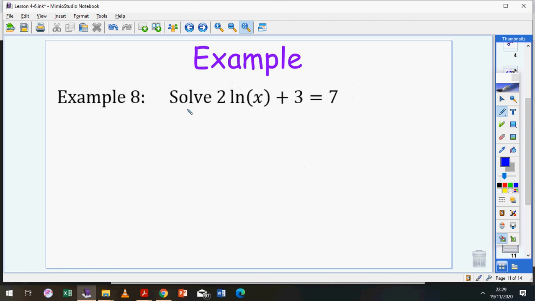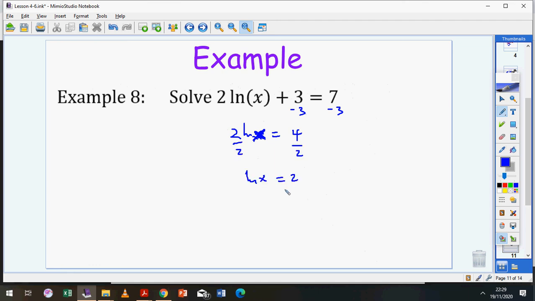2 natural log x plus 3 is equal to 7. Same thing. Take away 3 from both sides. So you're left with 2 natural log x is equal to 4. It's a very, very healthy x. 2 natural log x equals 4. Divide by 2 both sides. Then you have natural log x is equal to 2.